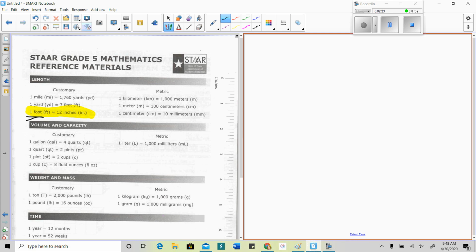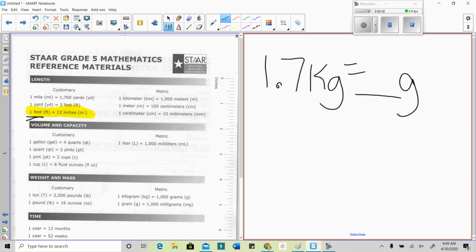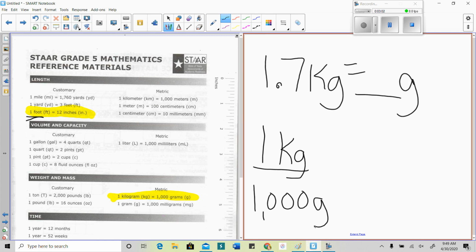So let's say I had 1.7 kilograms, and I wanted to know how many grams that was. So first I would have to look for my math fact in the chart. And so the fact I'm going to use is 1 kilogram is 1,000 grams. So I need to write that as a ratio. So 1 kg for kilogram goes on top, and then the 1,000 grams goes on the bottom.